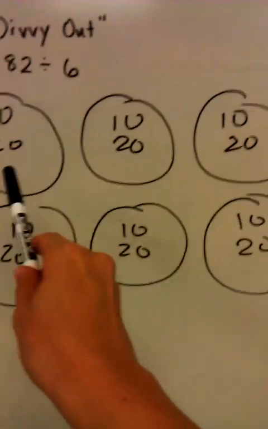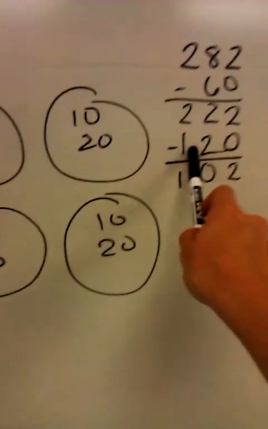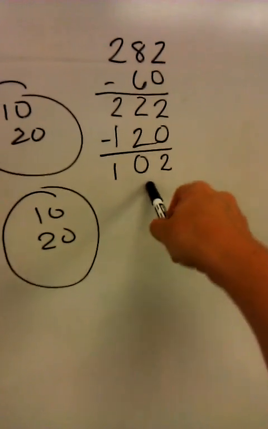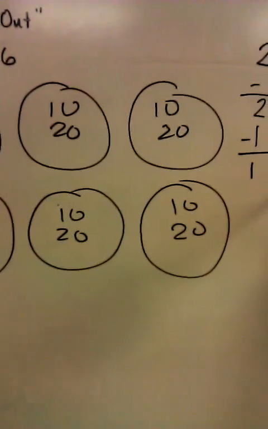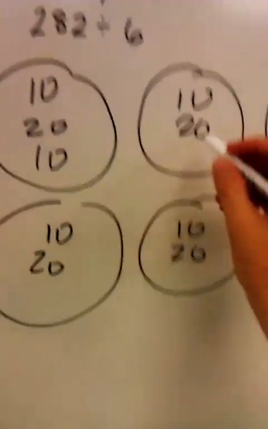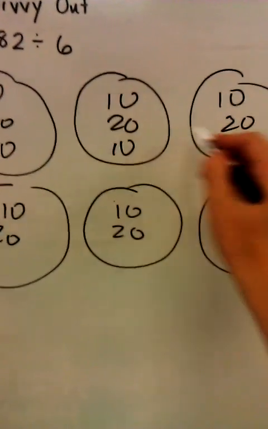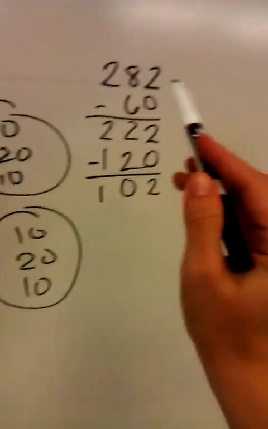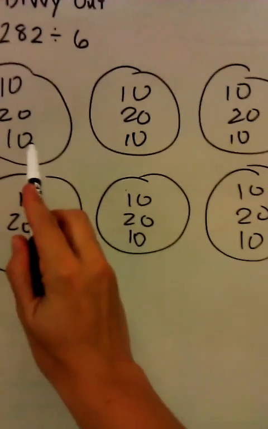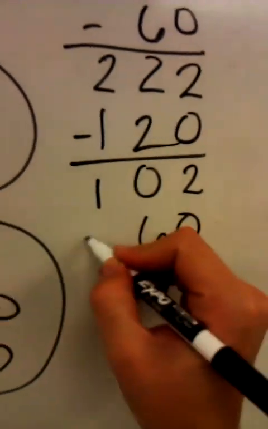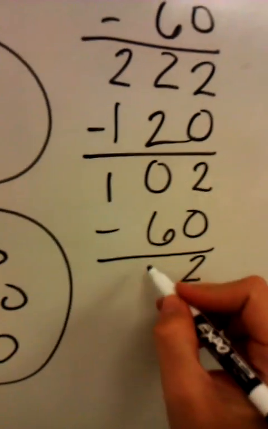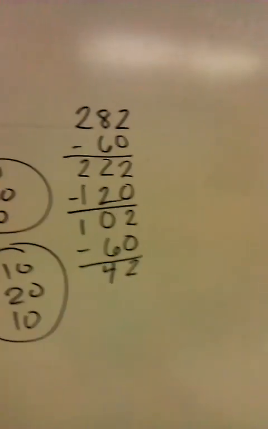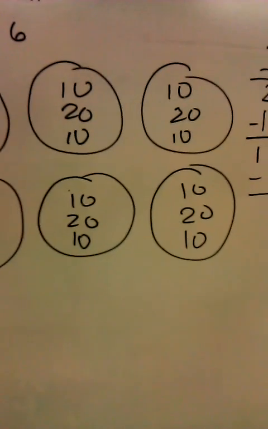Now I know that I can't do 20 again because when I did 20, that was 120, and I only have 102. So now I'm going to try a smaller amount. I'm going to go back to 10. 10 in each group. And from before, I remember that that was 60. Just to double check though, 10, 20, 30, 40, 50, 60. Now I have 42 out of my 282 left to divvy out or to pass out.